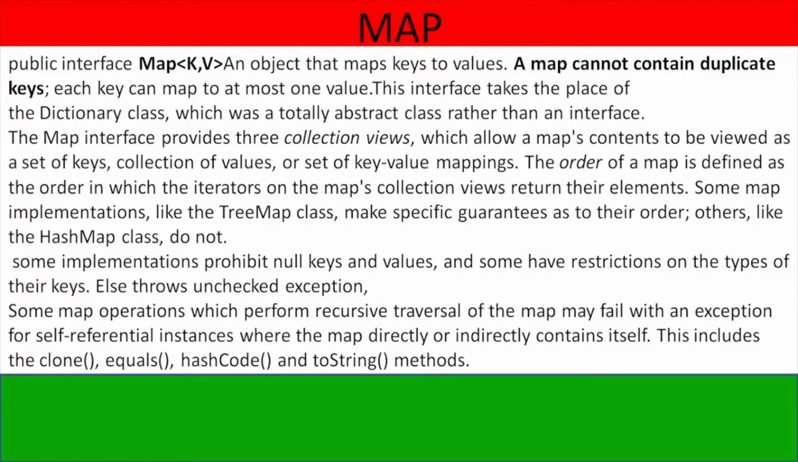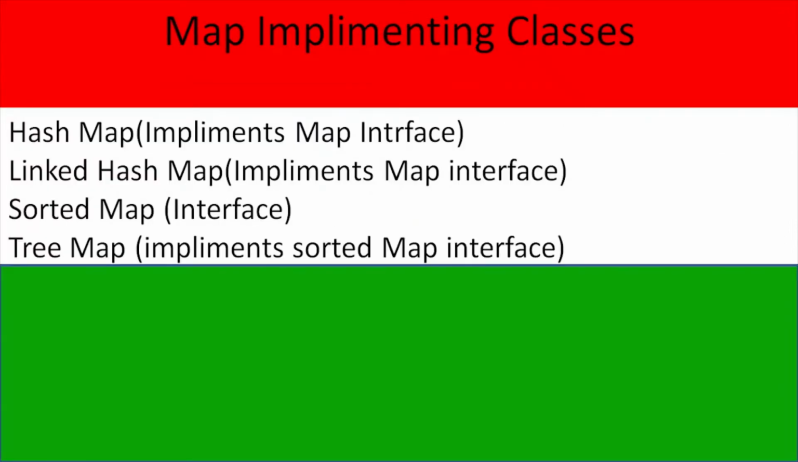So what are the map implementing classes? HashMap implements the Map interface. LinkedHashMap implements the Map interface. SortedMap is an interface, and its implementing class is TreeMap. It also implements NavigableMap. So let's go ahead.